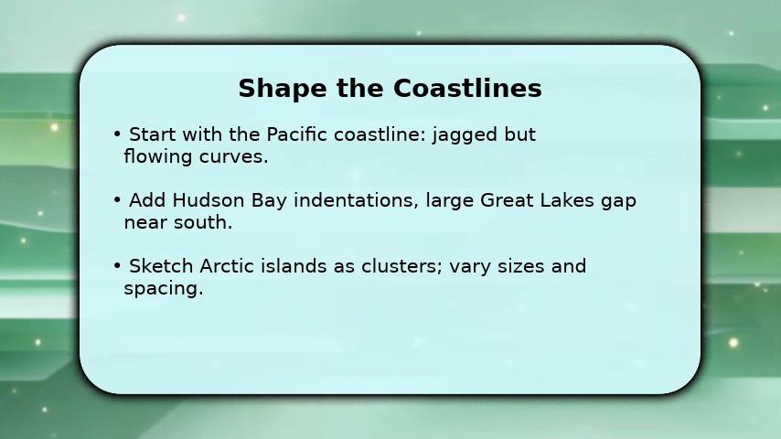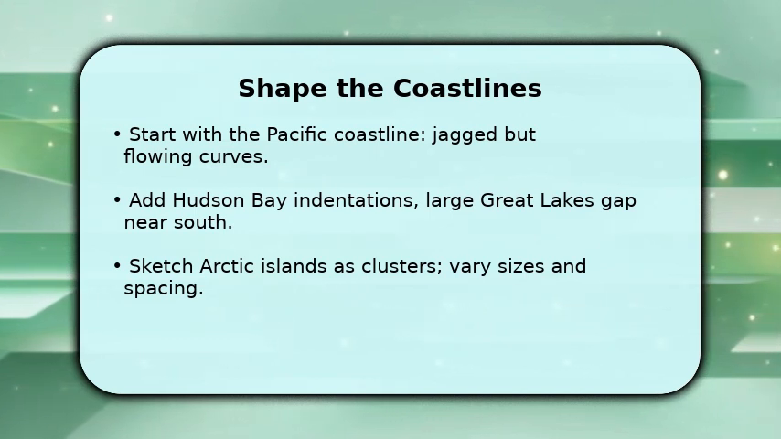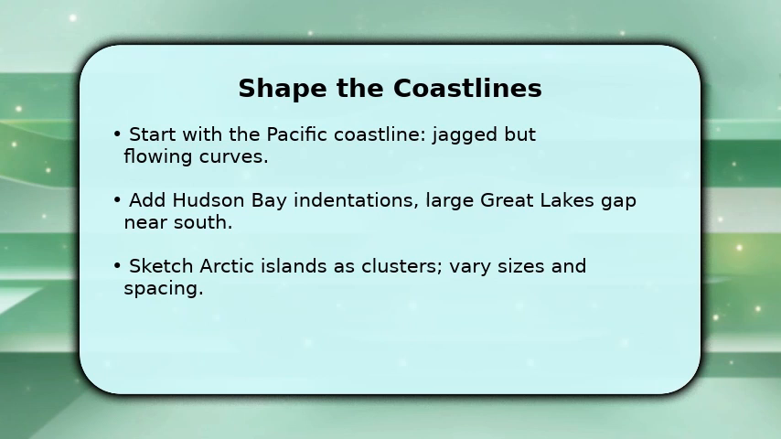Add the Great Lakes Gap at the southern border, then dot the Arctic with island clusters. Vary sizes so the archipelago feels natural. Once finished, step back and balance proportions.